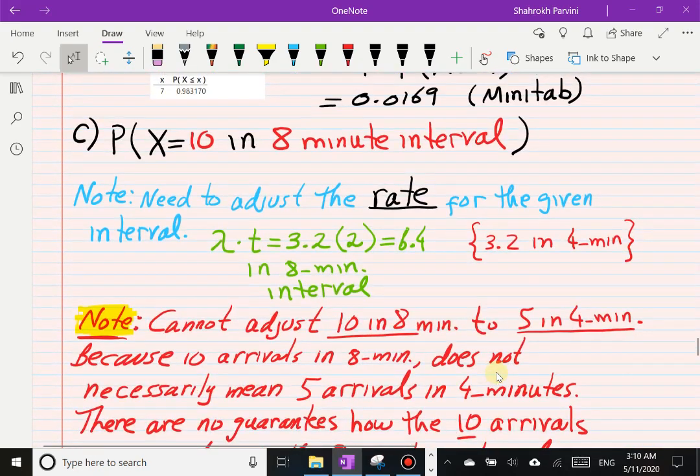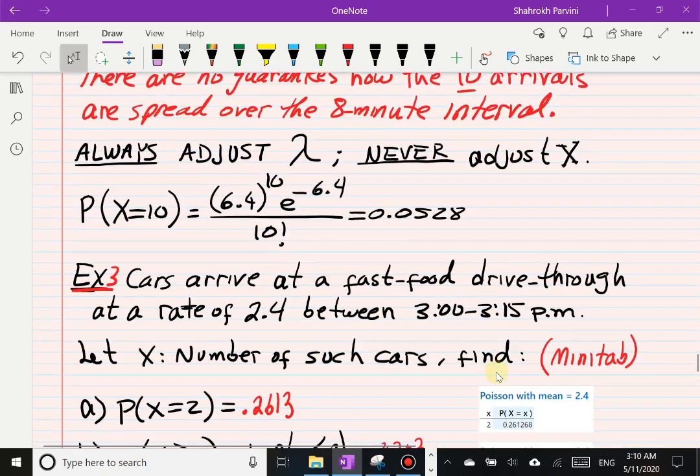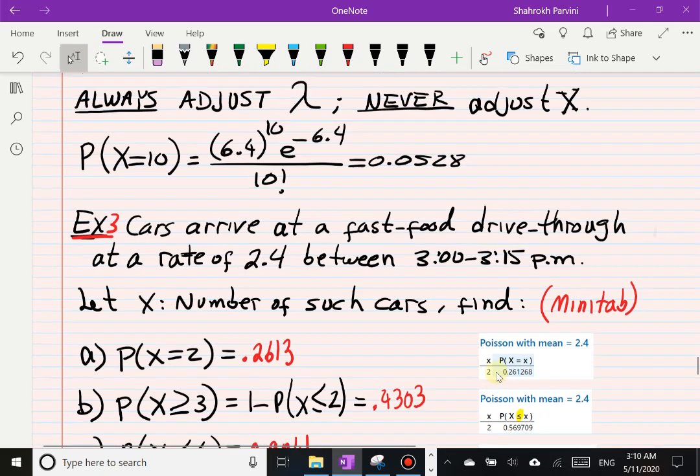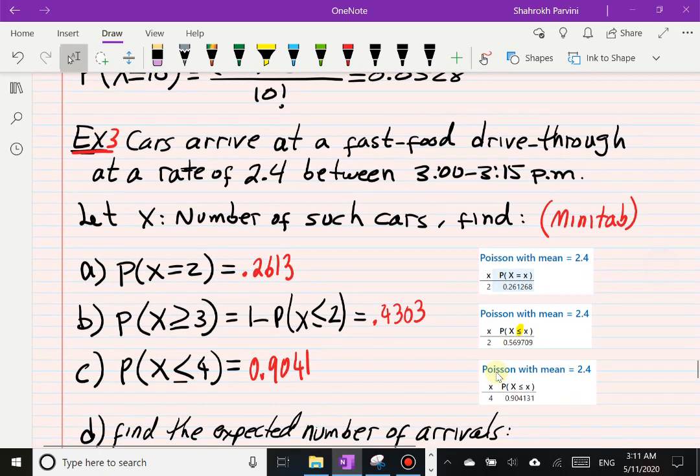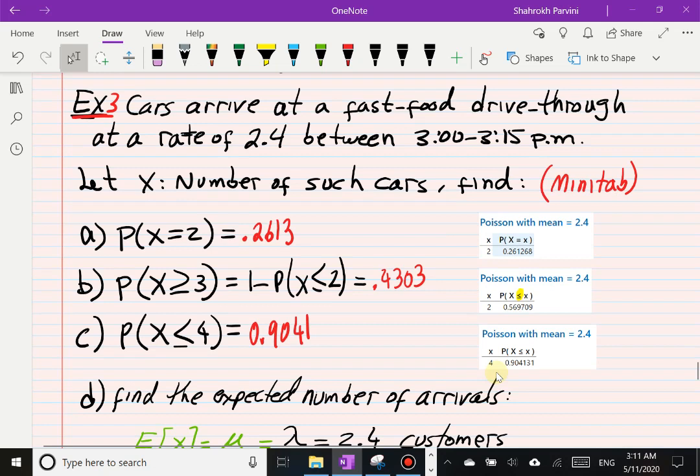And I know I haven't gone to Minitab, right? I'll show you where I'm getting that stuff, and then you can try it. Let's take a look at example 3. With this example, we will go to Minitab after we look at the answers.